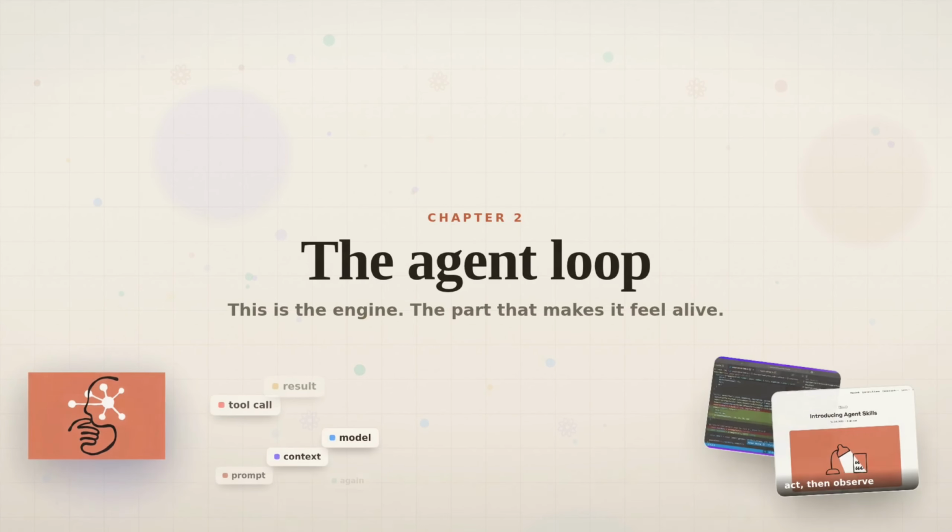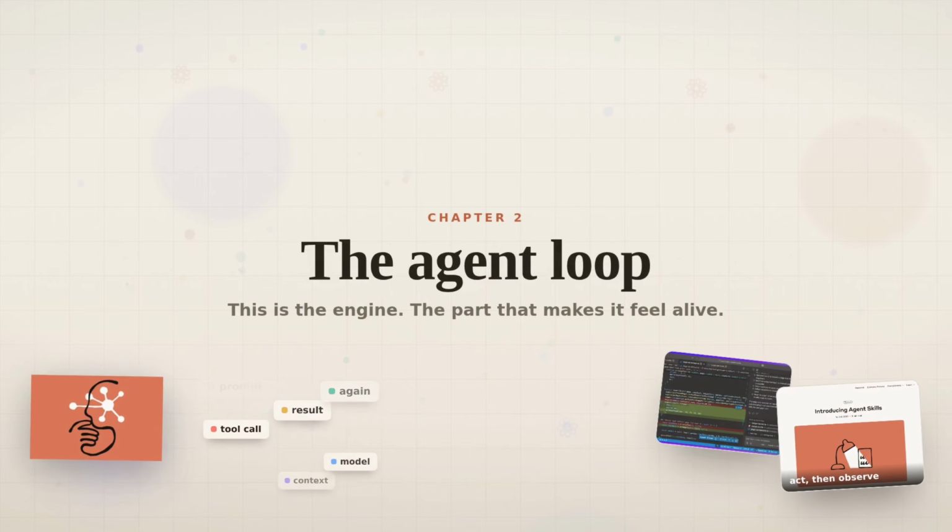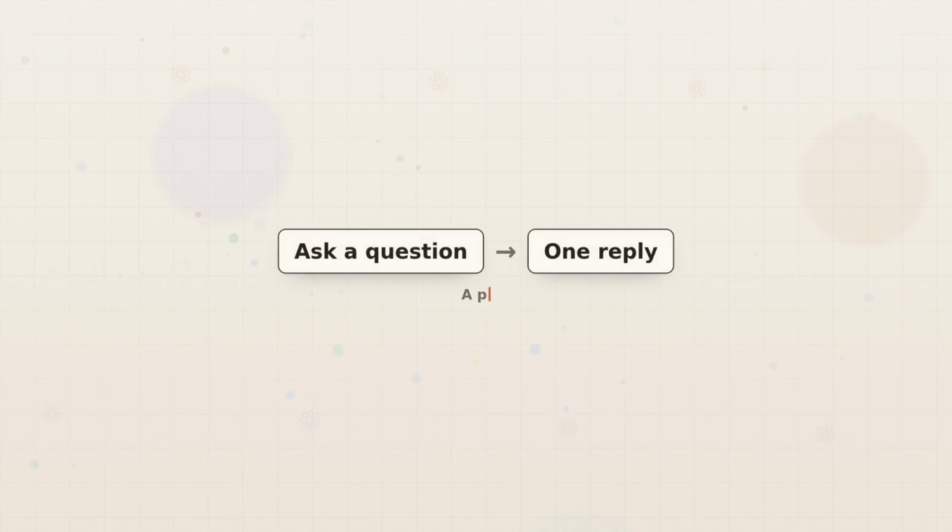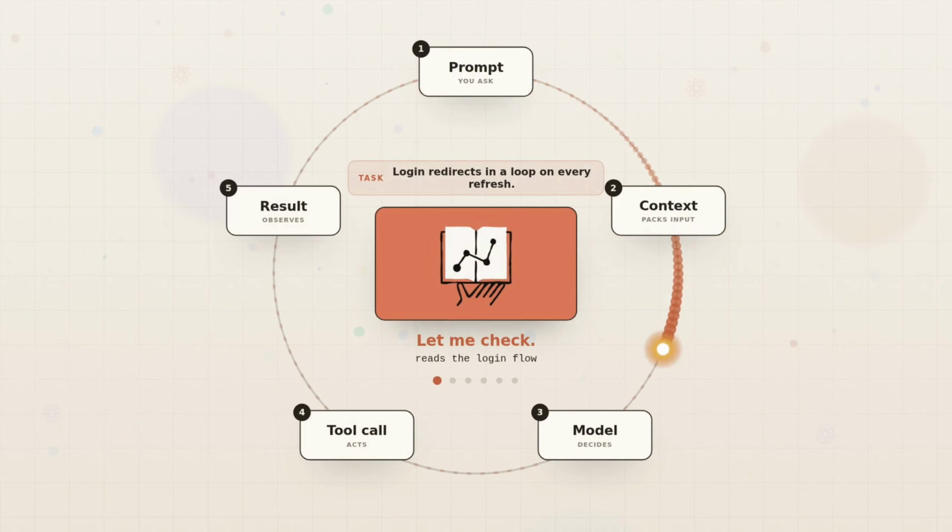Now here's the engine of the whole thing, the agent loop. This is what makes it feel alive. A normal chatbot is one shot. You ask, it answers, done. But an agent is iterative.